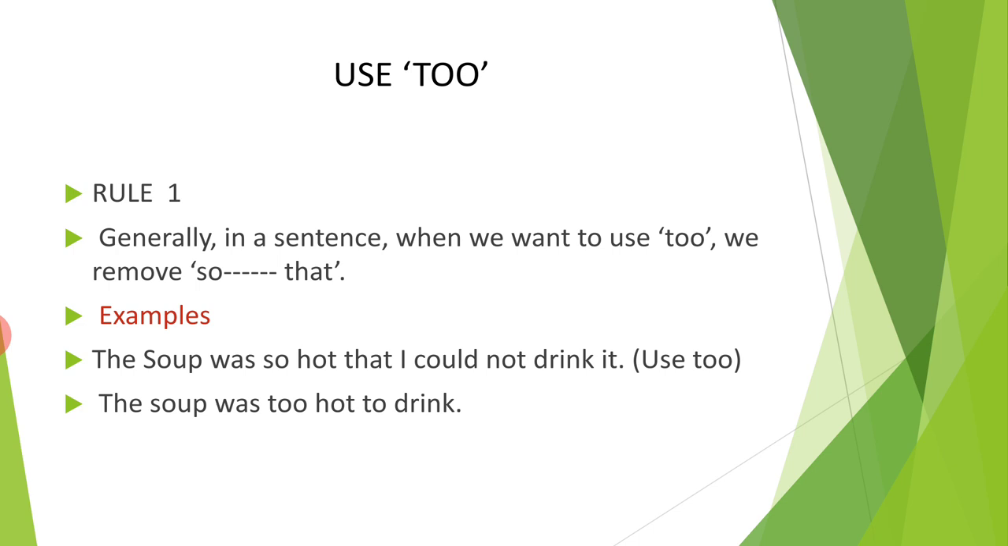The soup was so hot that I could not drink it. Used to: so the soup was too hot to drink. So that I could not are removed. So the soup was, at the place of so you have to put too hot. The adjective is the same. That I could not drink it: you remove that I could not, and the drink you have to put the same. So the soup was too hot to drink.